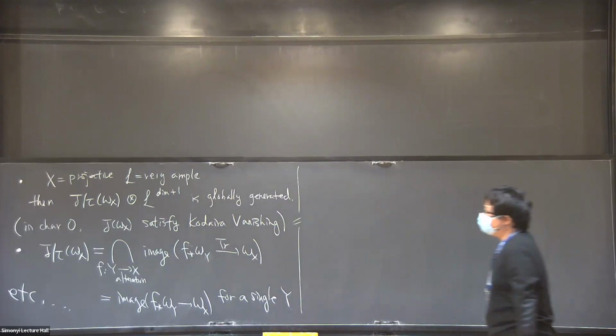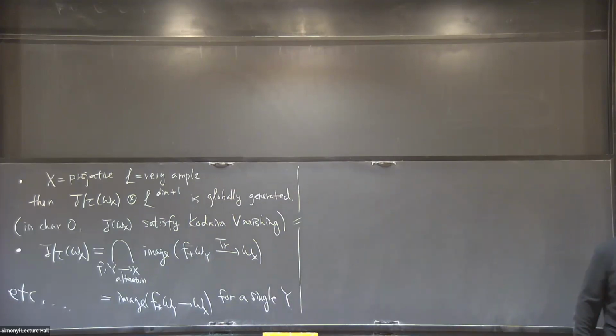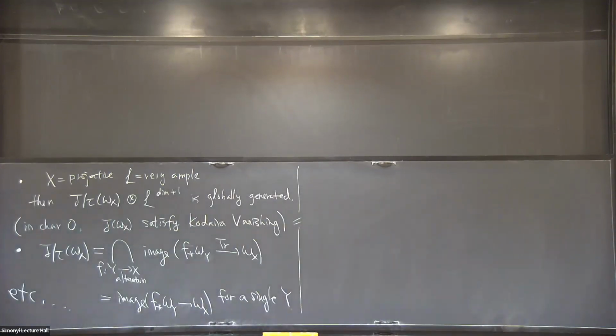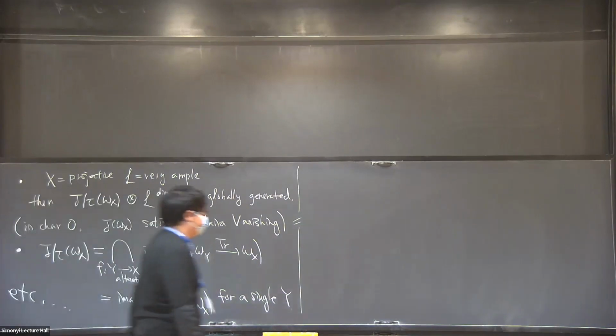And wait, so sorry, this last thing is kind of obvious in characteristic 0, right? It's the pair for tau. Right. It's obvious in characteristic 0 because it's by definition.